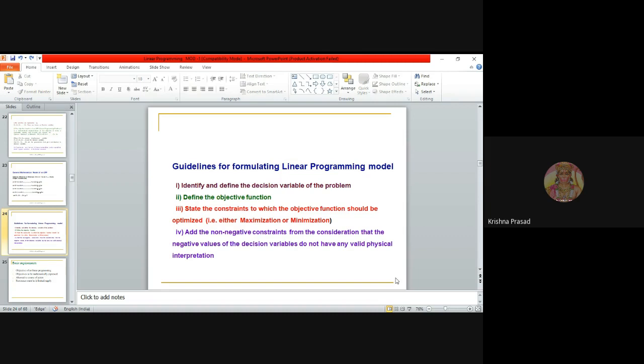Guidelines for formulating a linear programming problem. What are the guidelines? The first thing you want to do is identify and define the decision variables. Whichever decision variables you identify are going to be taken as x1 and x2. These decision variables are taken as x1 as well as x2.